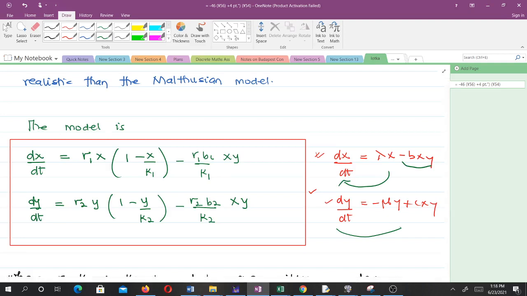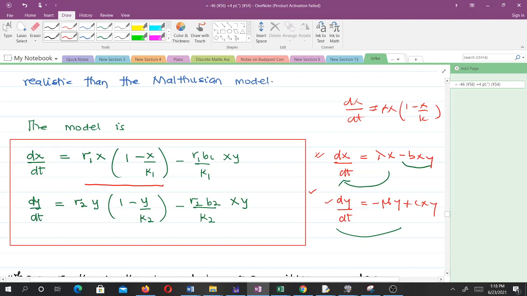So you can see here too, in the absence of species Y, the growth of species X will just be given by this, which is of the logistic growth model. We have dx/dt equal to r1 x times 1 minus x over k1. I hope you can see that here.